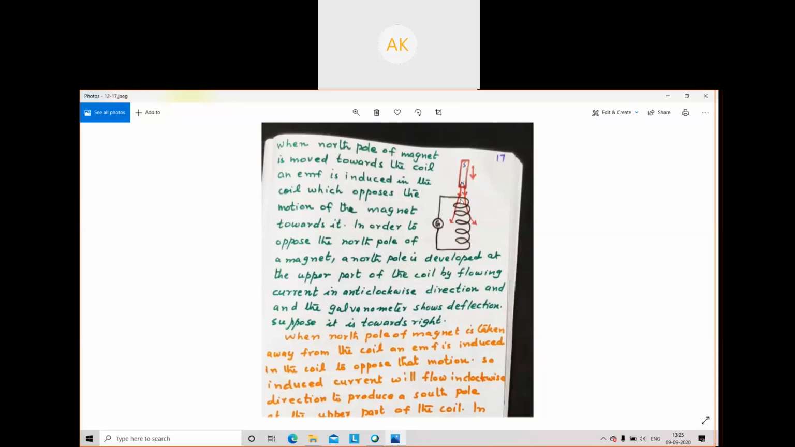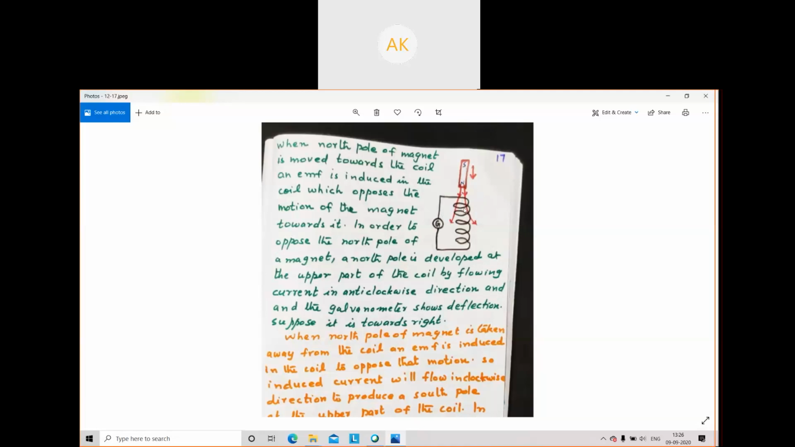Clockwise direction current flows, and the south pole will be developed here, and the galvanometer shows deflection in the opposite direction. When the north pole is moved towards the coil, suppose the deflection is towards the right, and when the north pole is taken away from the coil, then the deflection will be towards the left. Opposite deflection you can see. Similarly, when a south pole is moved towards the coil, a south pole will be developed. Same way, so north and south pole deflection also will be opposite. So, I think you understood it.